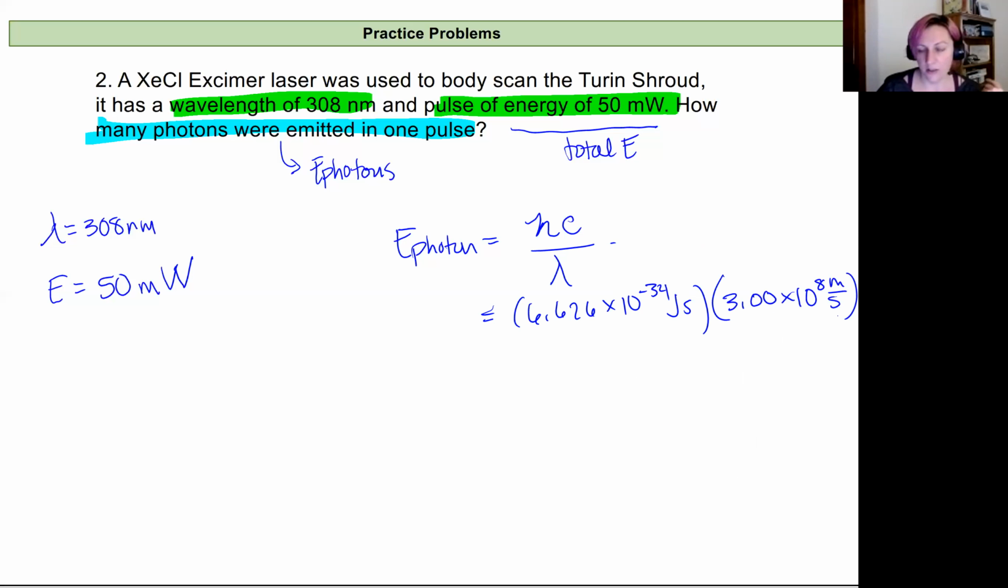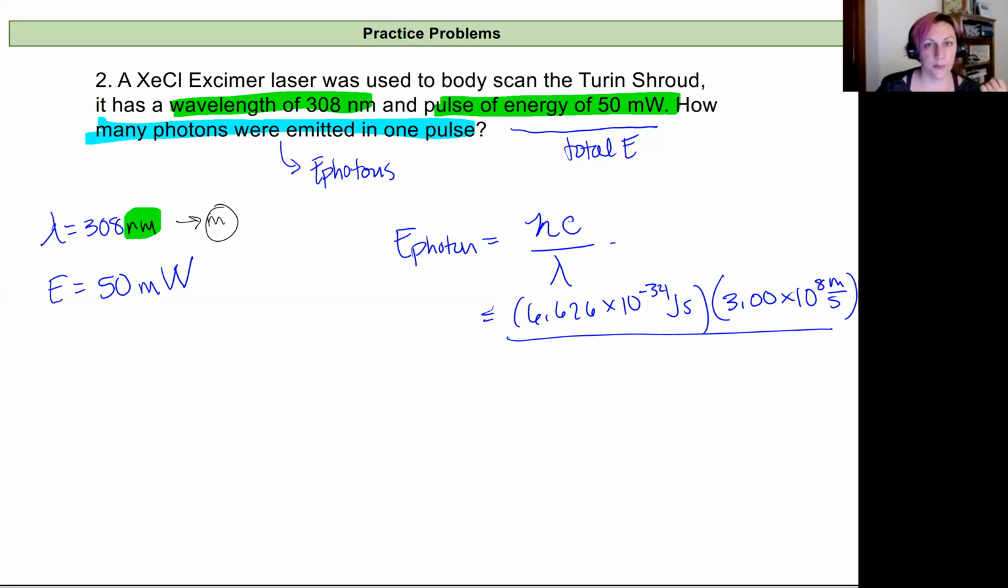Already my seconds cancel out. I have units of joules and meters. Now I'm dividing by my wavelength, which has units of nanometers, and I really need that to be in terms of meters so that it cancels out the meters in my speed of light constant. Then I'm left with just units of joules, which is a reasonable unit to have for the energy of a photon.